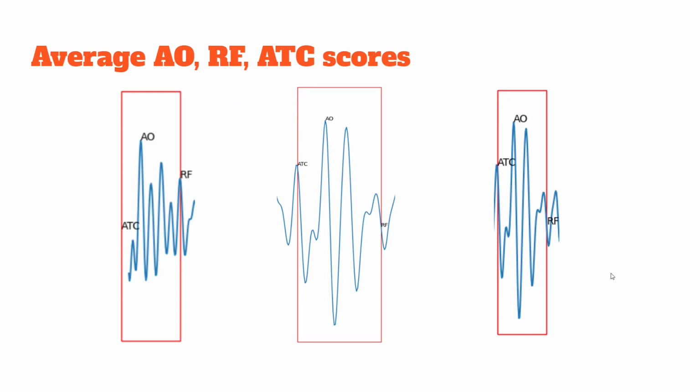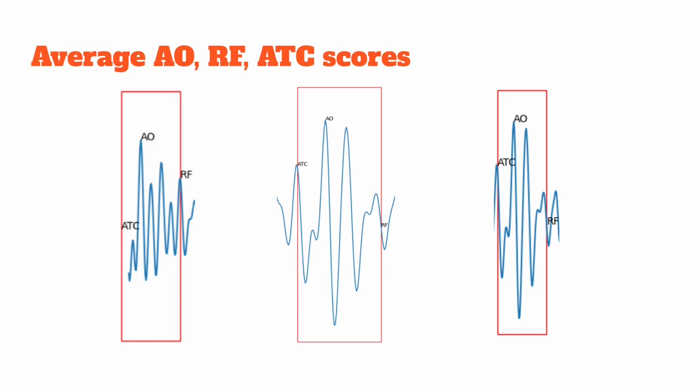The first method was the average of AO, RF, and ATC. This was implemented by taking the average amplitude of all heartbeats during the different stages of a heartbeat cycle, namely the average ATC, AO, and RF. The resulting SVM did not perform as well as expected. Clearly, traditional methods of extracting features based on the interval between different heartbeat stages is not applicable in our situation. This is due to the variation in amplitude of SCG, leading to unreliable heartbeat stage identifications.